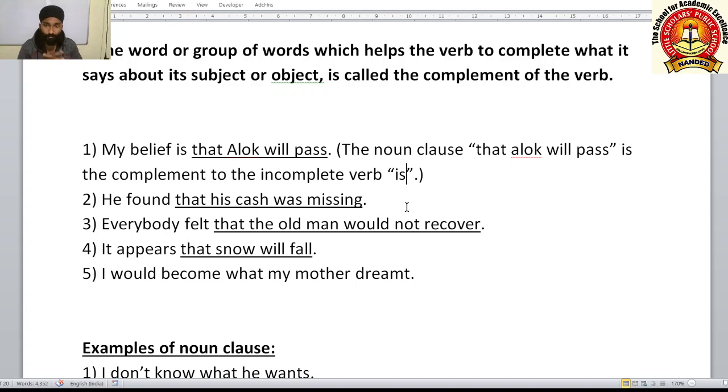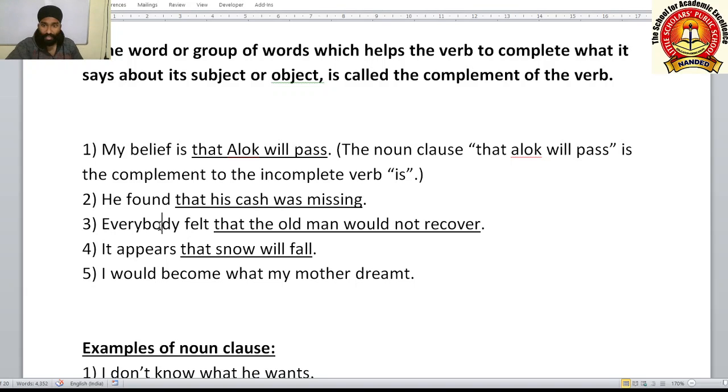Always if such verbs come: is, am, are, was, were, these are verbs of incomplete predication. Now, he found that his cash was missing. He found. Now this found, we find something. The verb found needed some complement to complete its meaning. What he found? That his cash was missing. So this clause is acting as the complement of the verb of incomplete predication, found.